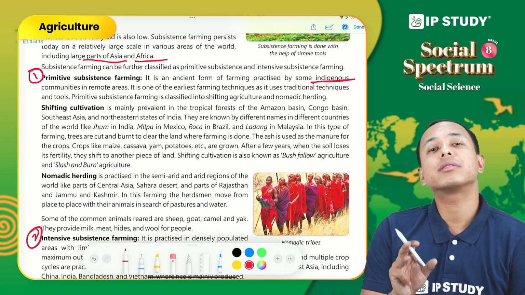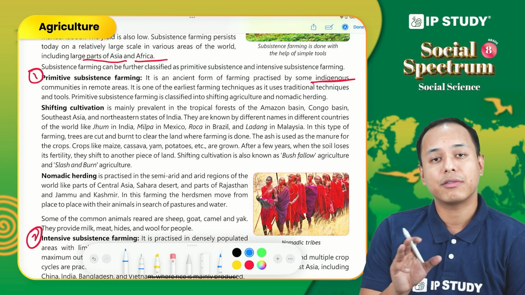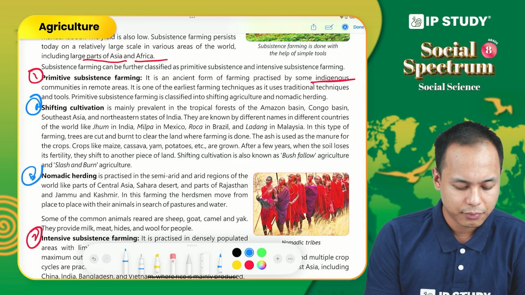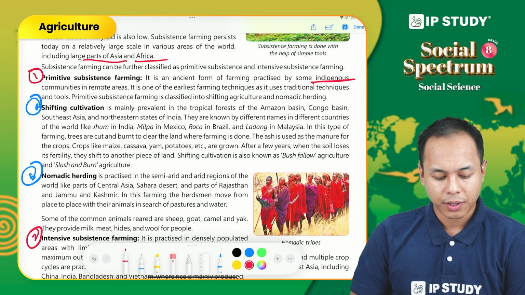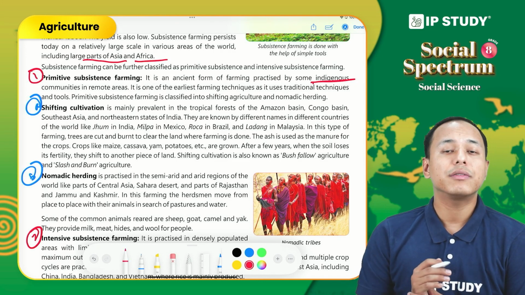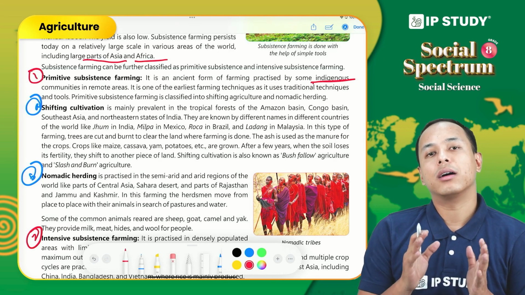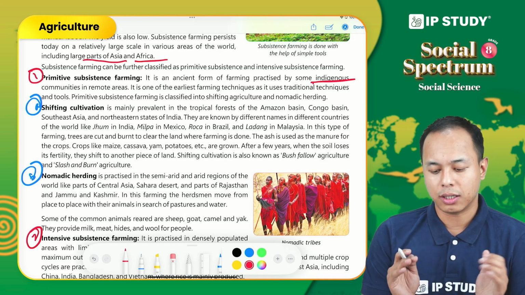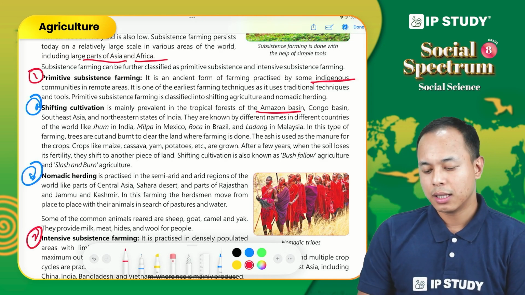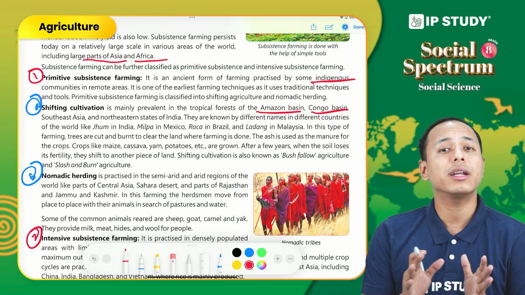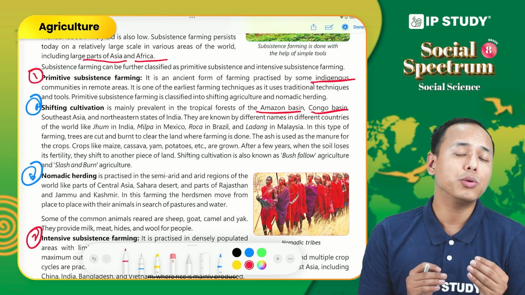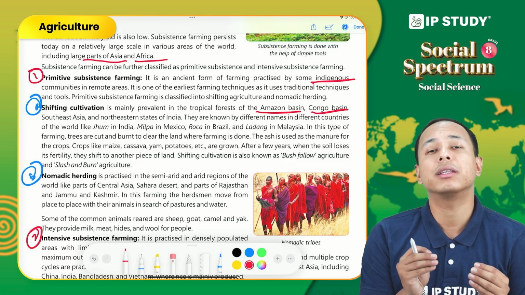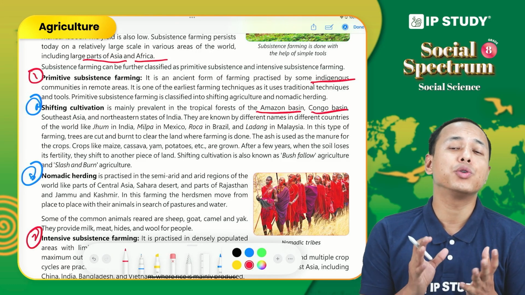Now primitive subsistence farming is again classified into two types: shifting cultivation and nomadic herding. So what is shifting cultivation? Shifting cultivation is mostly practiced by the people living in remote areas and in thick jungle, mostly the Amazon basin, Congo basin and Southeast Asia, where the forest is very thick. Here the people clear a patch of forest, they cut the trees, they burn the trees, and the ashes are used as manure.